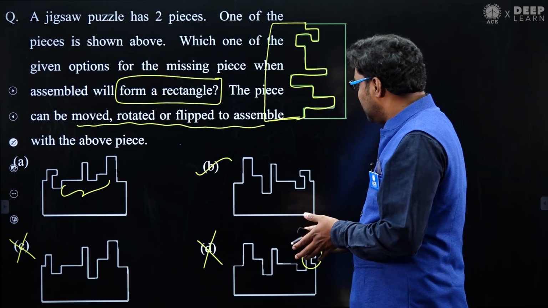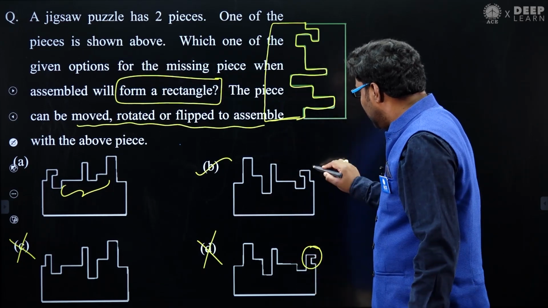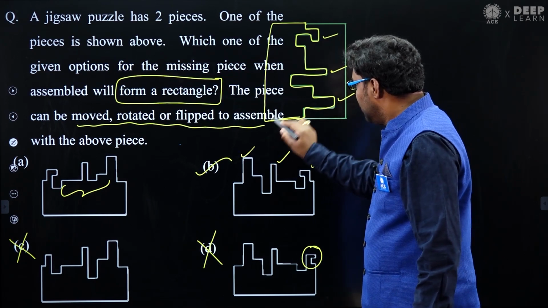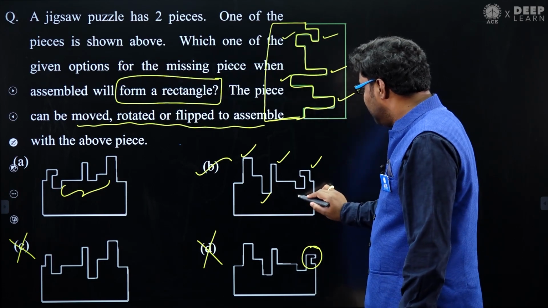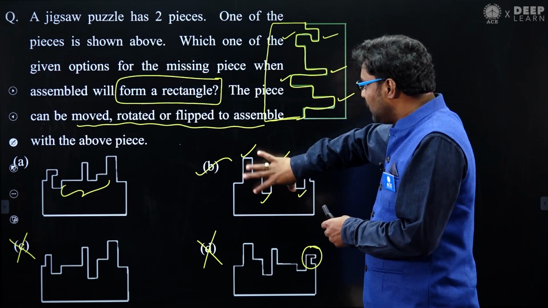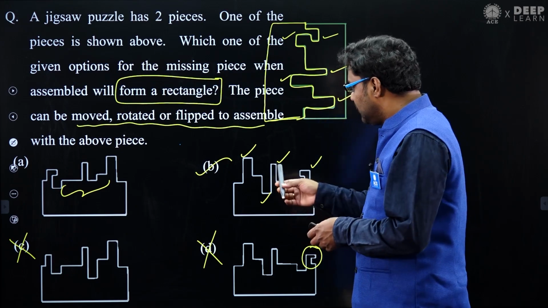You just check. You can rotate and flip. This shape is here. This shape is here. This one here, this down one also here. Everything is perfectly matched. You can check each and every part. If you rotate option B and fit it here, definitely you can find that B is the suitable one.